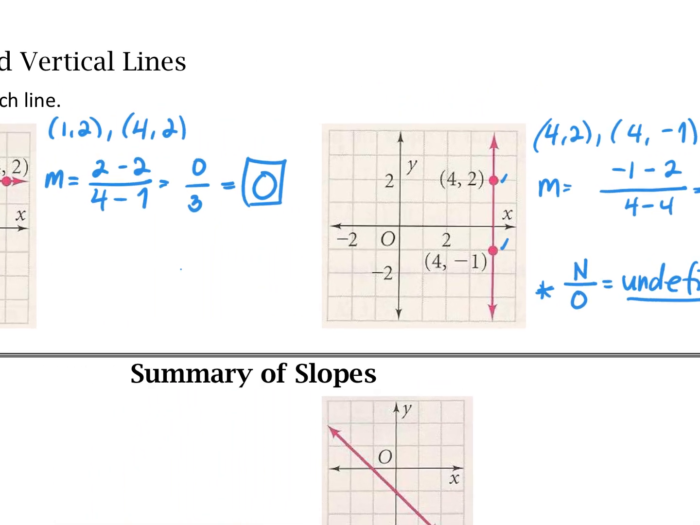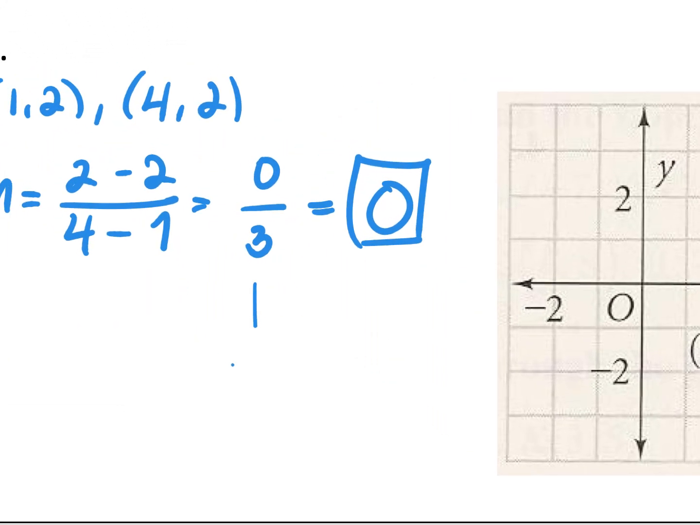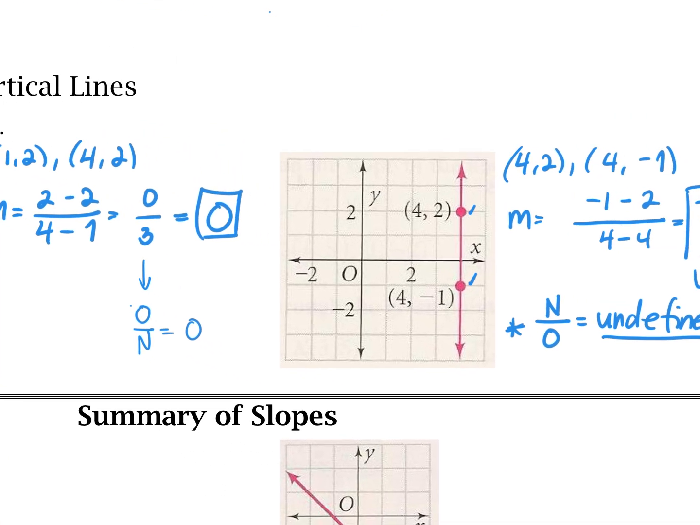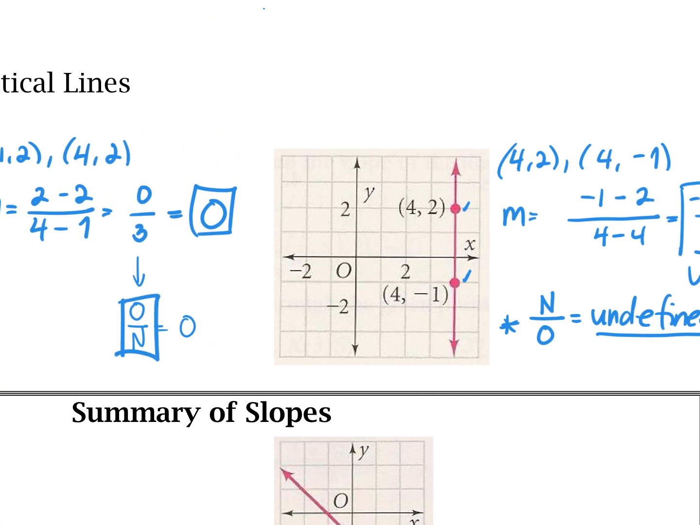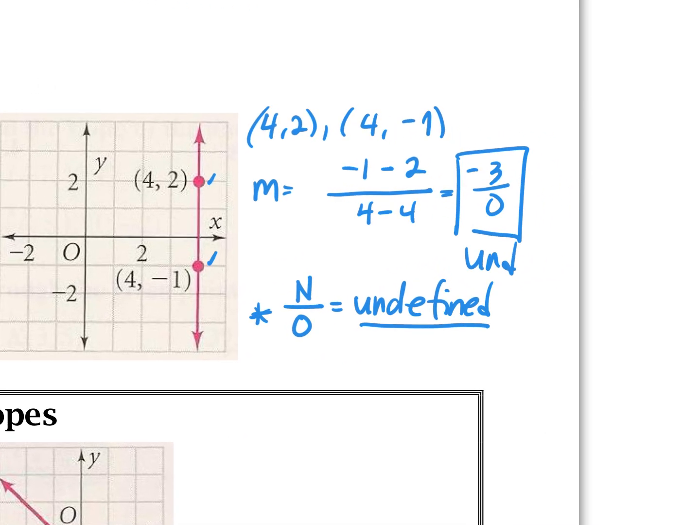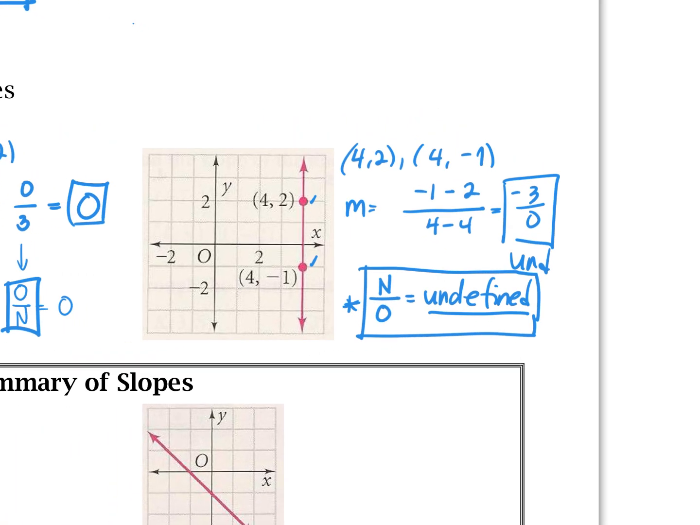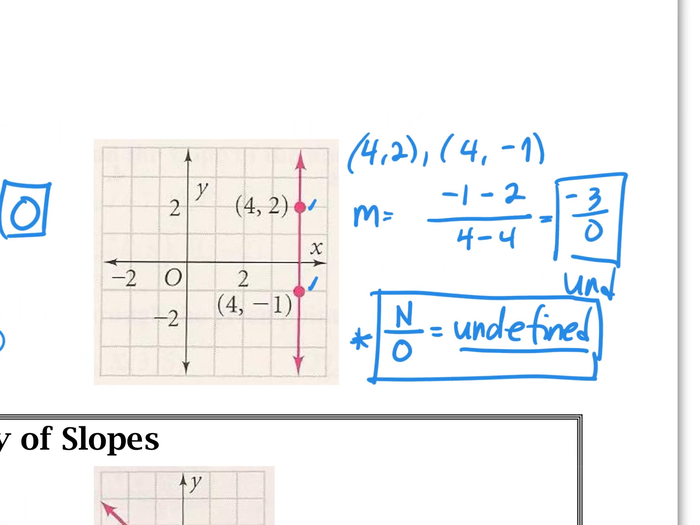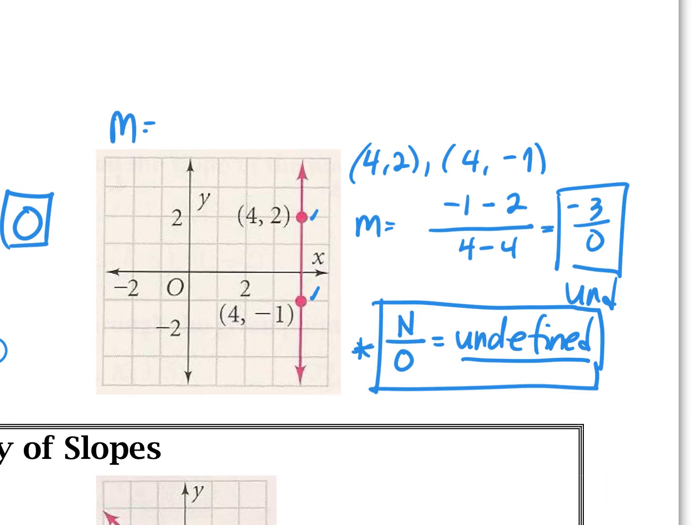But in the other case, you can actually divide 0 by any number, and it's still going to be 0. So remember these two keywords. If it is 0 divided by a number, that's going to be 0. But if it is a number divided by 0, it is what you call undefined. Therefore, for this situation, the slope of this vertical line is called undefined.